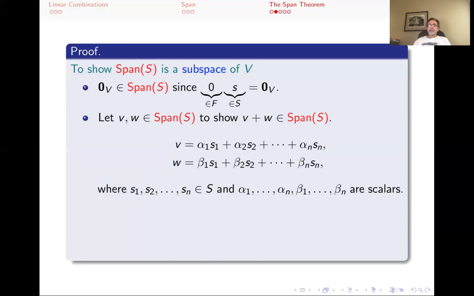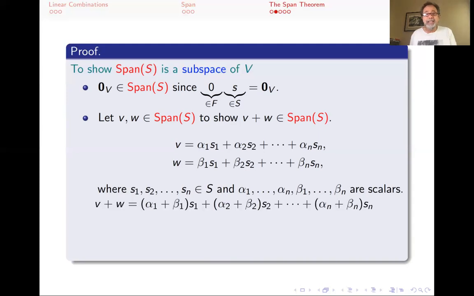Now, it might be that V and W aren't actually linear combinations of the same elements. Maybe V is just a linear combination of S1 and S2, and W is a linear combination of S2, S3 and S4. But even so, we can write it like this, because for the elements that we're not using, we can always just put zero. And in fact, even if S was an infinite set, both V and W would be linear combinations of a finite number of things. And so by appropriately adding zero scalars, we could make both of them linear combinations, maybe slightly fake ones, of the same set of elements, in the sense that some of those scalars might be zero.